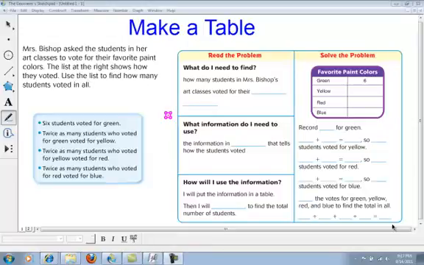In this lesson, we're going to learn a problem-solving strategy called Make a Table. We're going to see how making a table can help us solve problems. Let's look at our question.